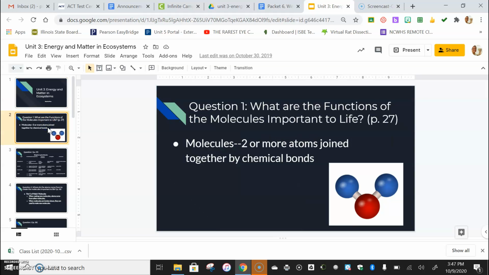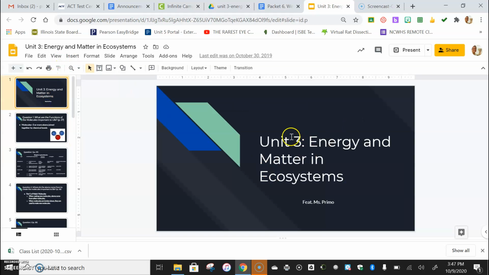But we have to crawl before we can walk, and then walk before we can run. So we're starting a new topic today. So you will need to make a unit cover for this unit on page 25 in your notebooks, titled Unit 3, Energy and Matter in Ecosystems. That is going to go on page 25 in your notebooks, page 25.